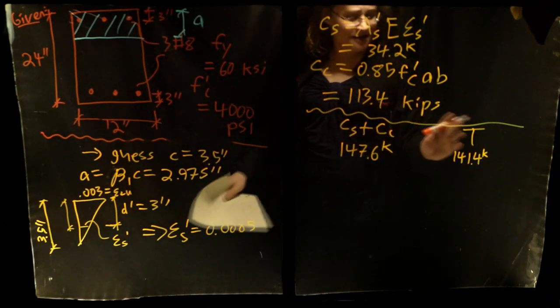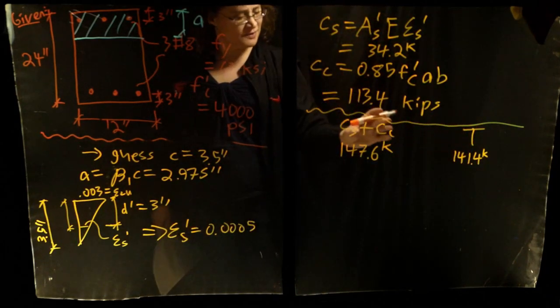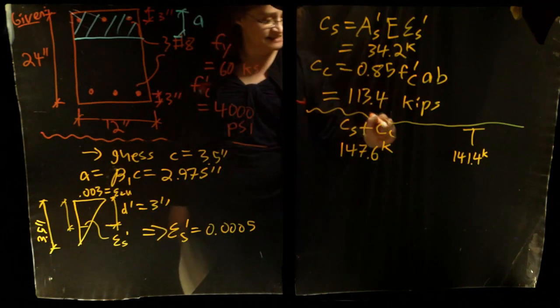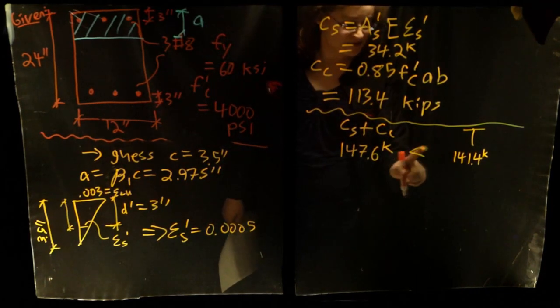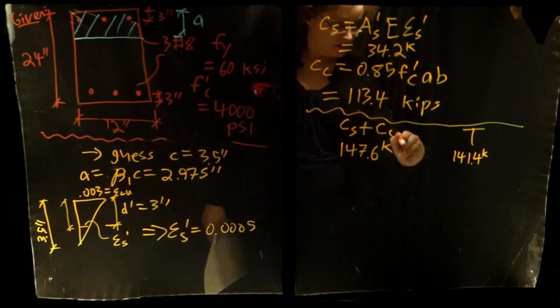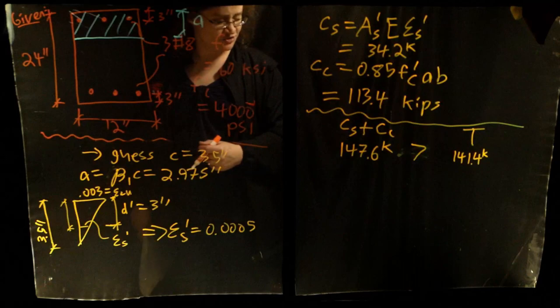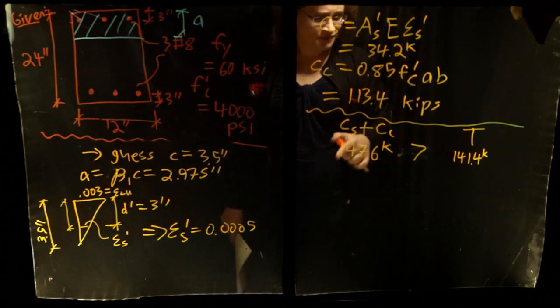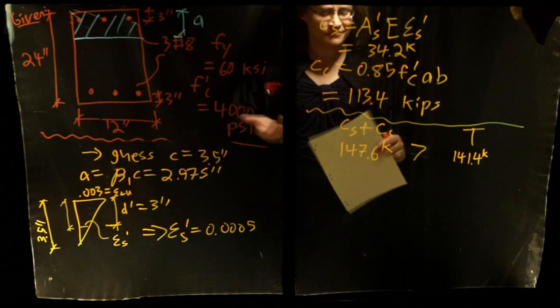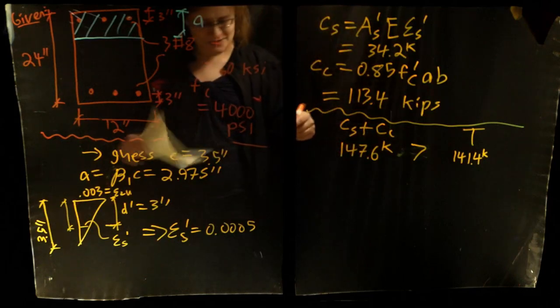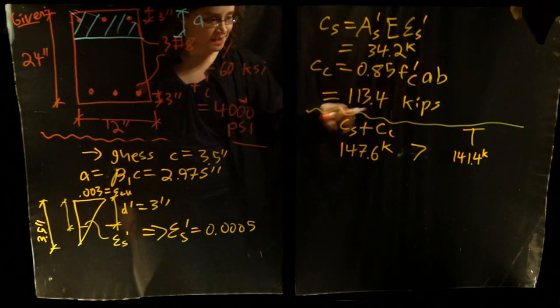So we're better than we were last time. But the basic relationship still hasn't changed. The total compression force is still greater than the total tension force. And so that's not going to be in equilibrium. That's not going to work out. So instead, we need to adjust this a couple more times.